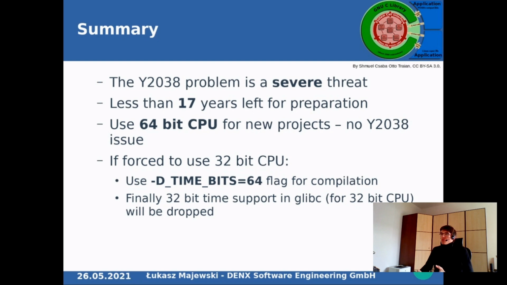If you would like to have year 2058 compliance now, if it's possible, then please use a 64-bit CPU for a new project, and in that way you will not have any issue with year 2058. If for any reason you are forced to use a 32-bit CPU, then please use the time-bits 64 flag to compile your program when this flag is available in glibc. And also please keep in mind that finally support for 32-bit time on systems with 32-bit CPUs will be dropped in glibc. Of course, this will not happen in the really near future, but this also should be considered.